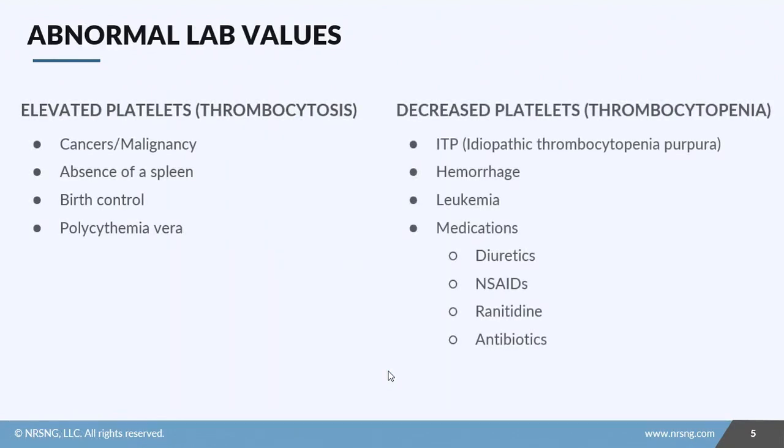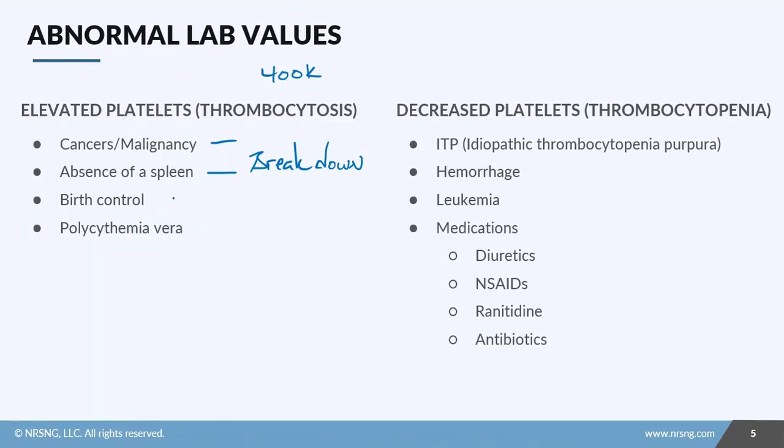So the next question you're asking is, what happens if we have high and low values of platelets? Well, with elevated platelets, you have a condition called thrombocytosis. And that's when the platelets are greater than 400,000 cells per microliter. And conditions that trigger this are going to be things like cancer or malignancy. Another situation is the absence of a spleen. A spleen's responsibility is they break down the old or damaged platelets. And if there's no spleen, that can occur, and therefore your platelet values go up.